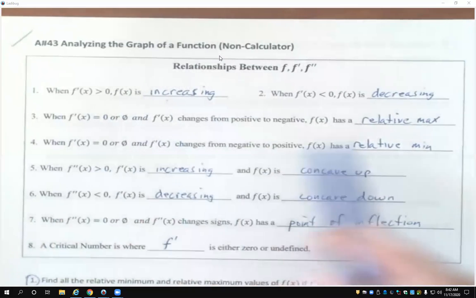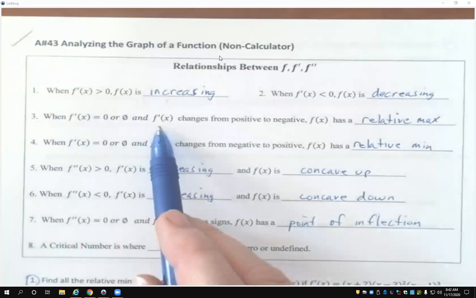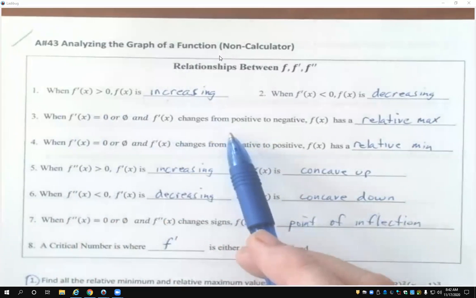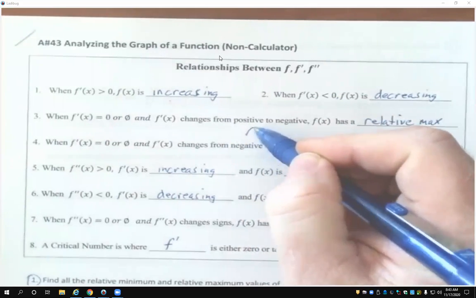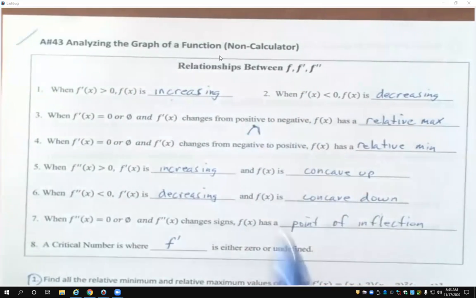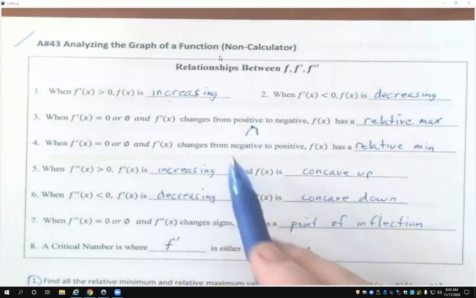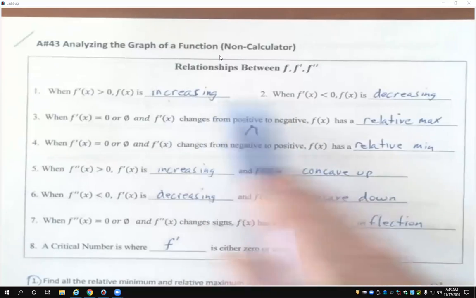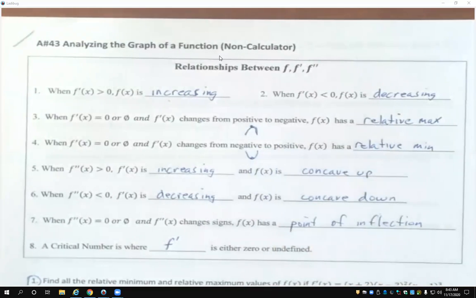Relative max is found wherever f prime is 0 or undefined, and f prime changes from positive to negative, or f changes from increasing to decreasing. We have a relative max. It just kind of makes sense that going from increasing to decreasing, we would have a max. And then the other one, relative min, is when f prime is 0 or undefined, and f prime changes from negative to positive, meaning decreasing to increasing. That's all written up there. So decreasing to increasing obviously means we have a min.